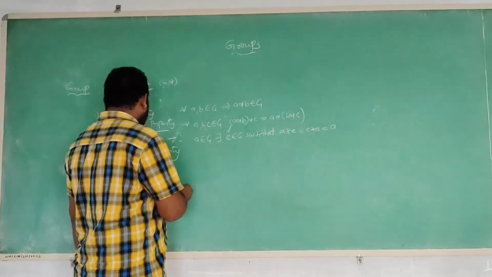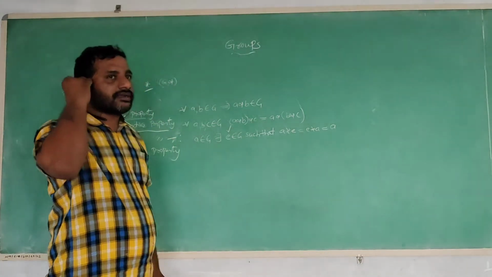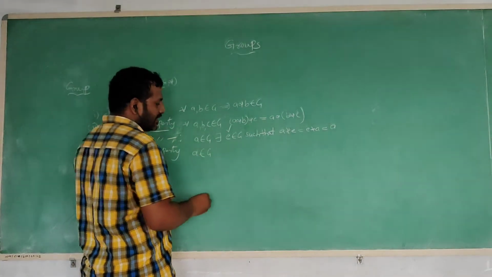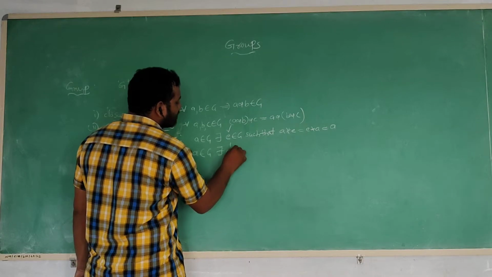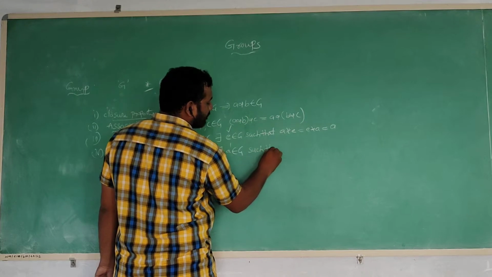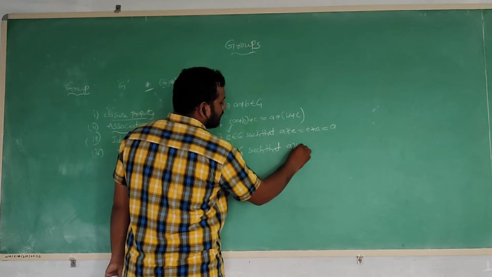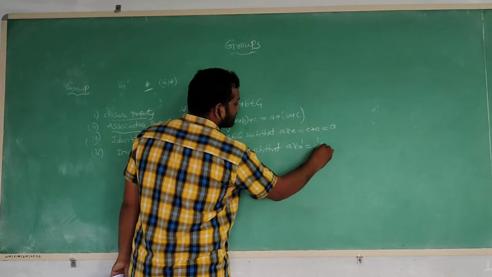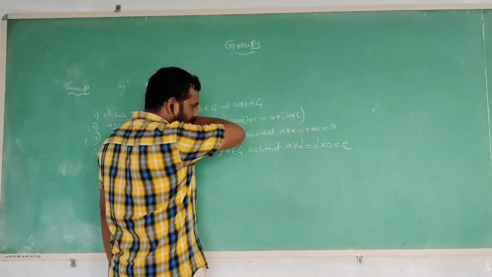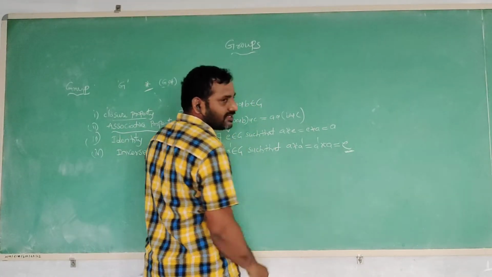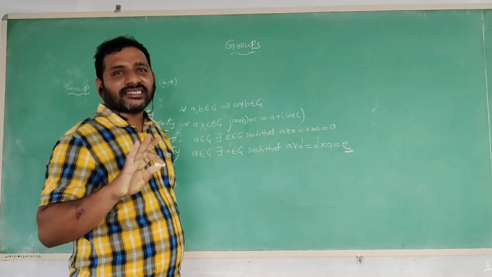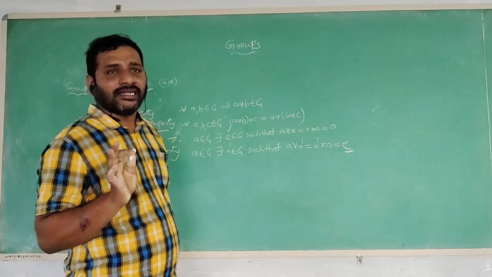Then the next one is the inverse property. What is the inverse property? Here a is any element that belongs to G, then there exists an element a dash belongs to G such that a star a dash equals a dash star a equals e. Here e is the identity element in G, and a dash is called the inverse of a.